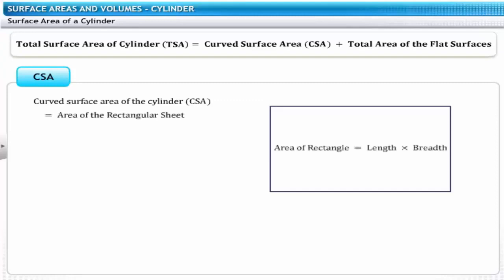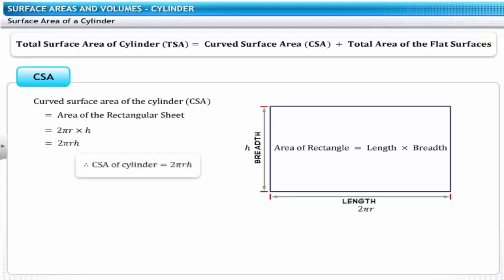Area of a rectangle can be calculated as length multiplied by breadth. In this case, the length of the rectangular sheet is equal to the circumference of the base of the cylinder, which is equal to 2 pi r. The breadth of the rectangular sheet is equal to the height of the cylinder. Substituting 2 pi r as the length and h as the breadth of the rectangular sheet, we get the area of the sheet as 2 pi rh. Thus, the CSA of a cylinder can be generalized as 2 pi rh.